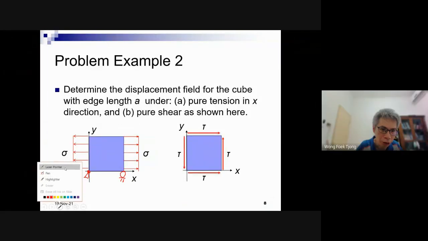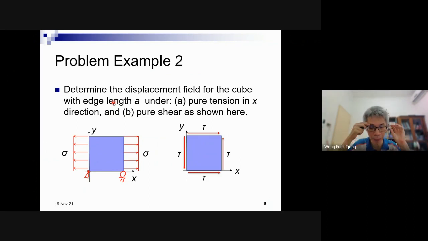Okay, let's now consider the second example. Suppose we have a square, or a cube if we view it as a 3D body, under pure tension like this, because we apply uniform stress on both sides. So given the stress, the question is to determine the displacement field.